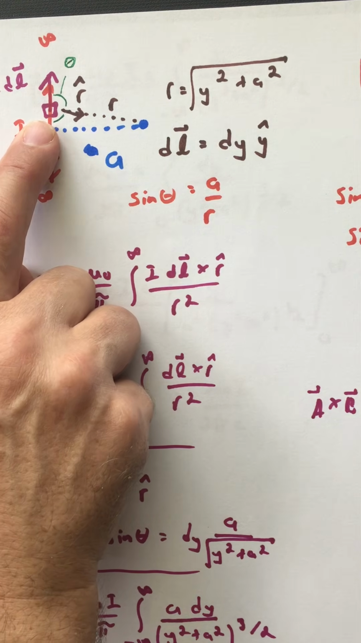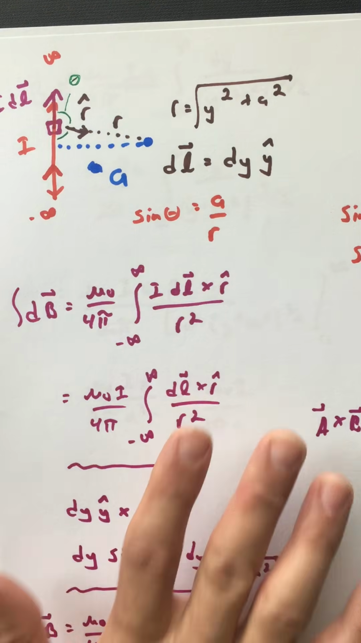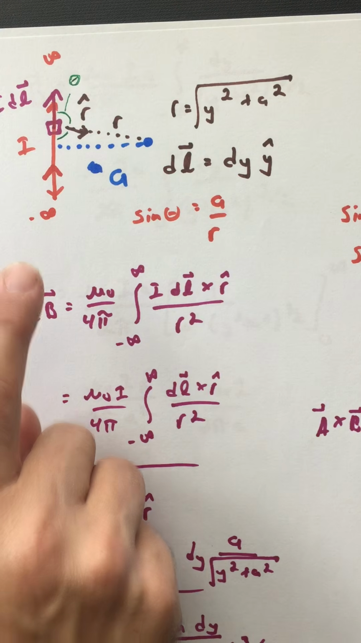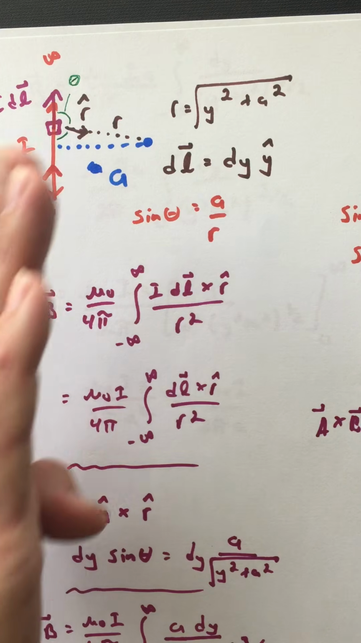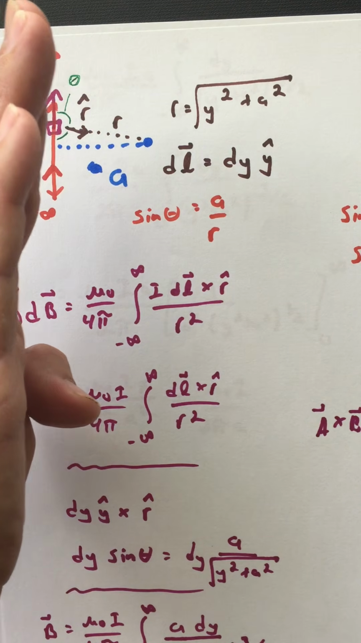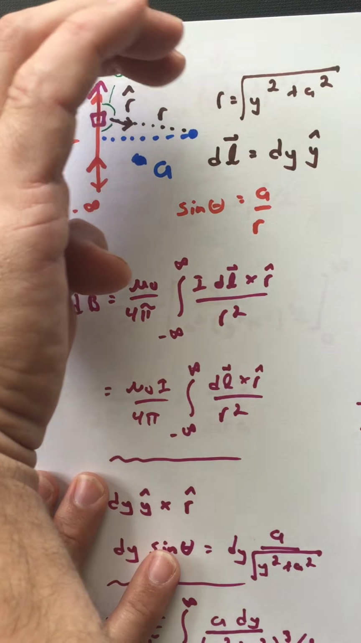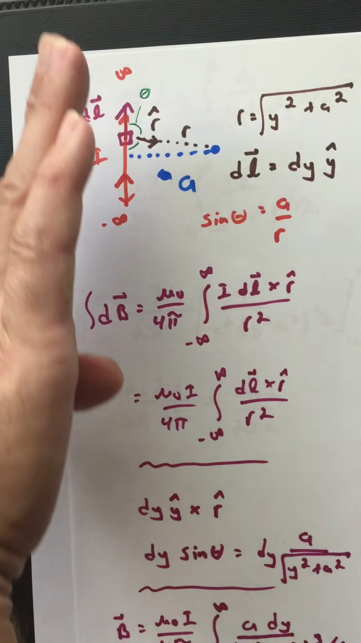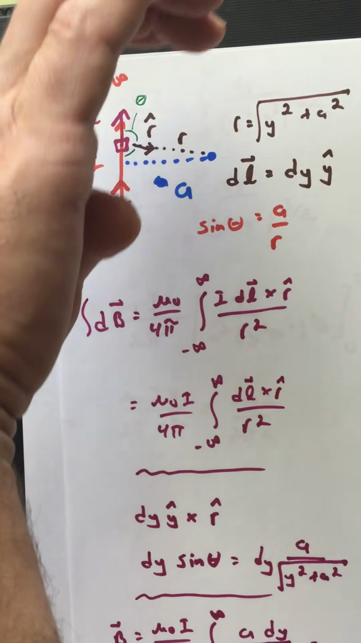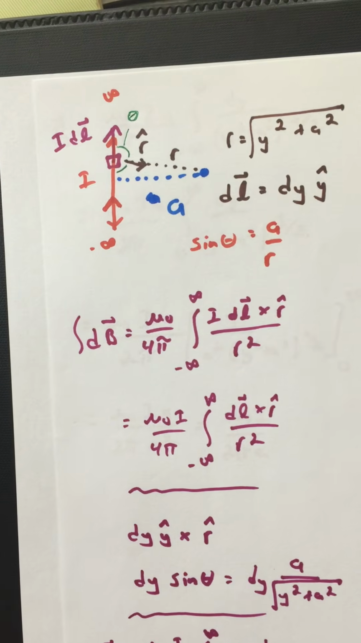Notice, no matter how I swing that, no matter where I am on this axis, y hat is going to be pointing upwards. So y hat cross r hat, point my fingers in the direction of the first one, which looks like this. Let me move this over. Curl them into the direction of the second one, right? Y hat cross r hat gives me a vector into the page.